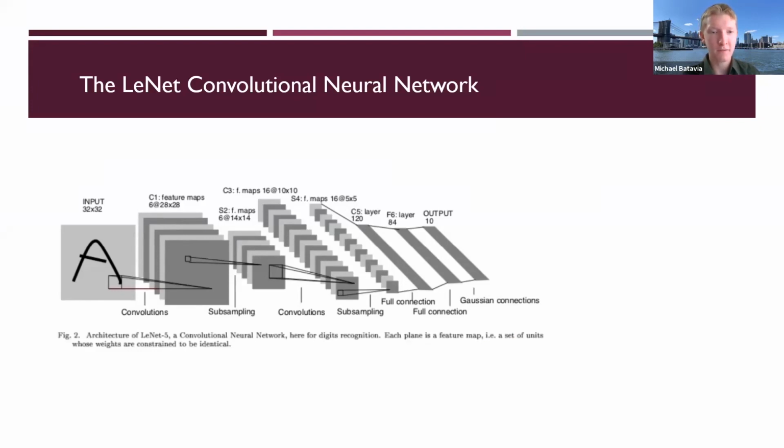So this is a figure of the neural network architecture, which is a CNN, contains your convolutions, your pooling, subsampling means pooling, and you have your dense layers called fully connected layers.